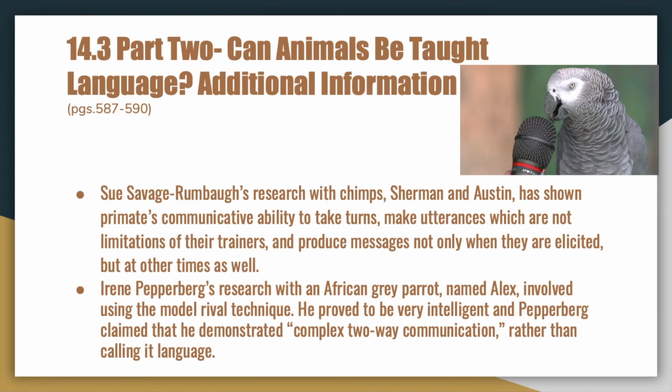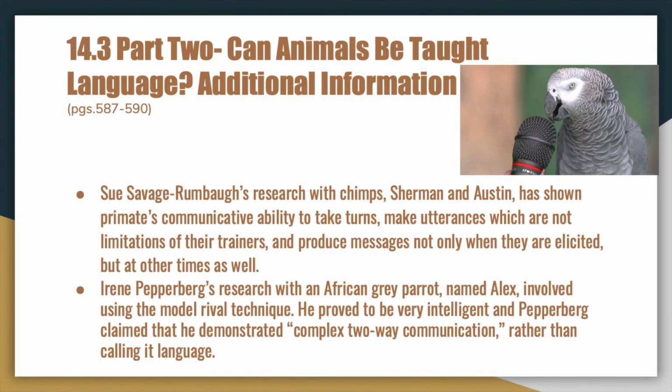14.3 Part 2 Additional Information. Sue Savage-Rumbaugh's research has shown that primates have the communicative ability to take turns, make utterances which are not imitations of their trainers, and produce messages not only when they are elicited, but at other times as well.